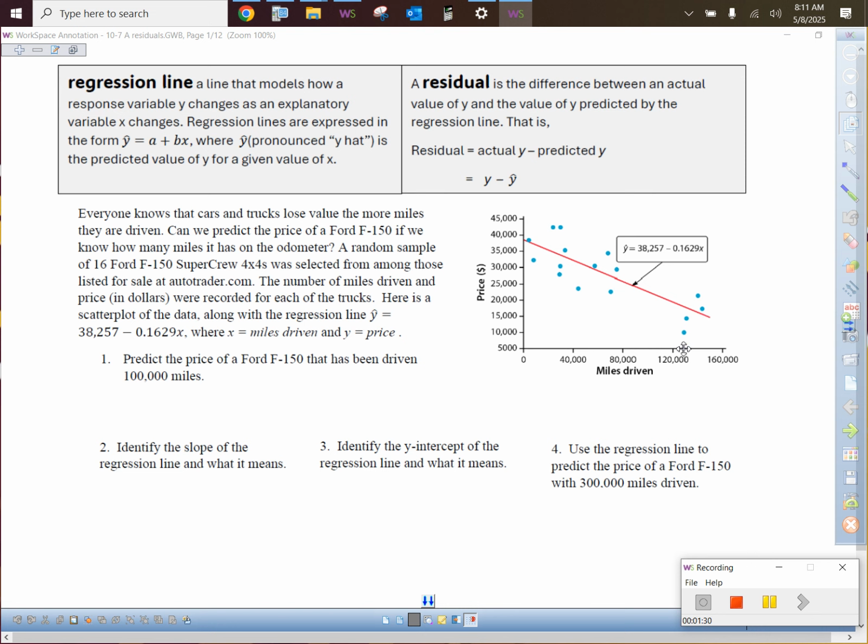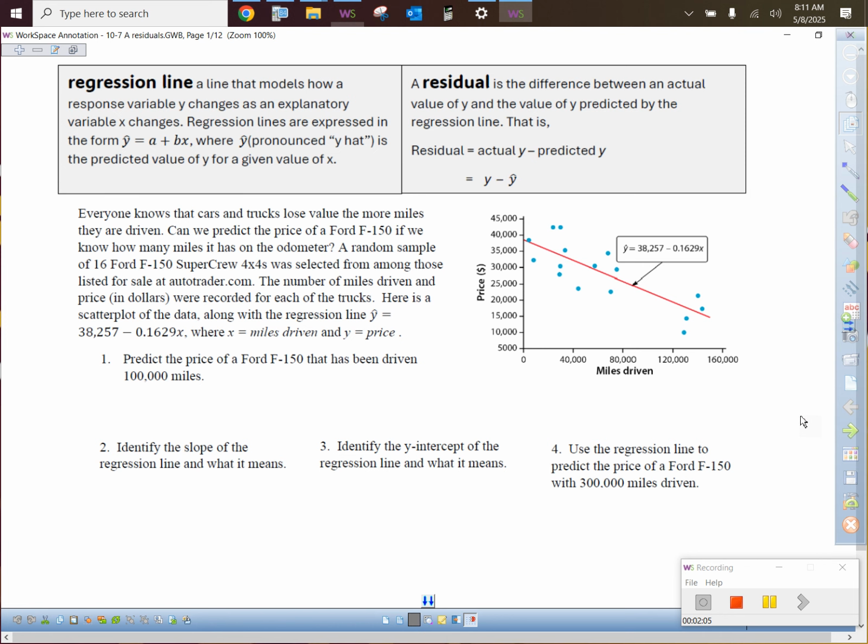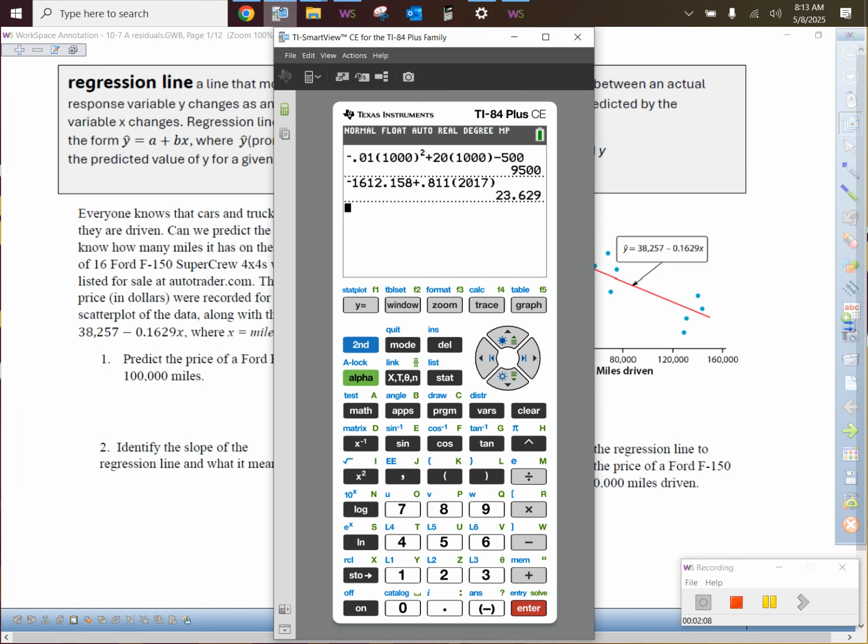They put it all into an applet, did a crunch on it, and came up with this regression line right here. This is the line that fits the data best. There is a ton of math behind it that is above our pay grade. We're going to let the technology do all of that crunching and trust that this is it. So predict the price of a Ford F-150 that has been driven 100,000 miles. Where does 100,000 go? You can let the graph tell you: is miles an X value or a Y value? X. So let's grab our calculator and put that in.